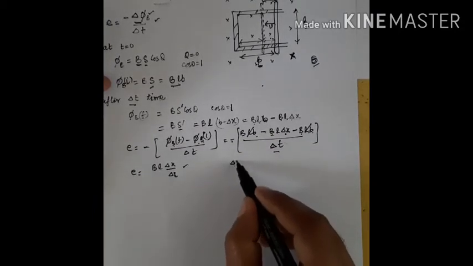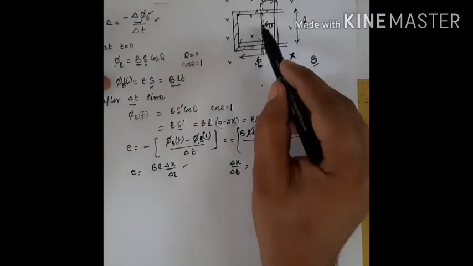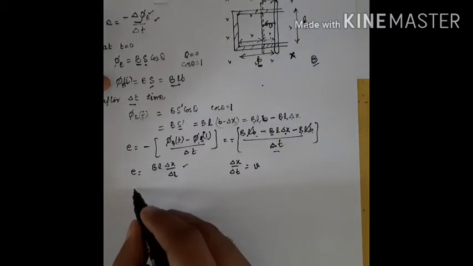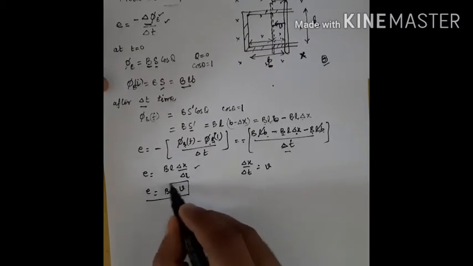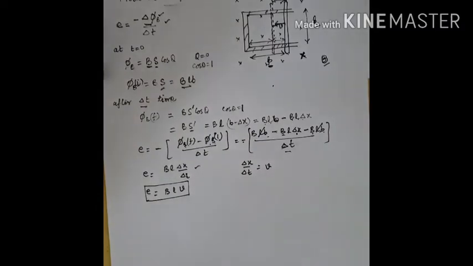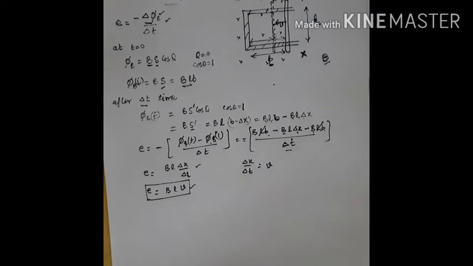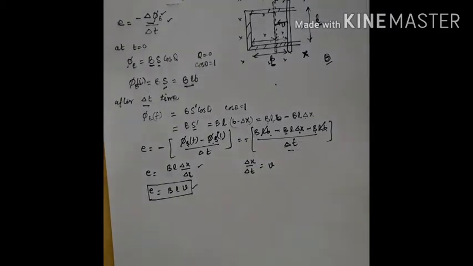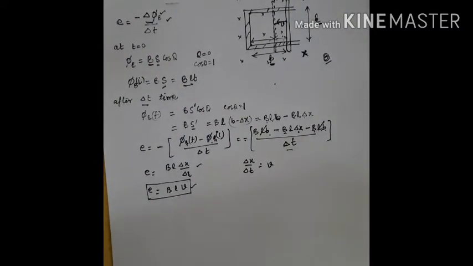What this term basically is: delta x means the distance covered in this time interval. The distance covered in this much time is nothing but the velocity of this rod. So if we put the value, we get BLV. This is the induced EMF for this rectangular diagram. This is the motional EMF. Whenever numericals come regarding motional EMF, we use this formula. The condition is that the whole rod should be in motion.